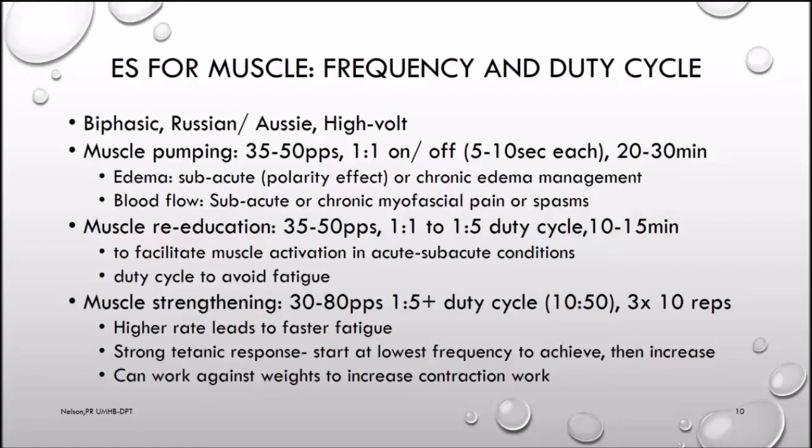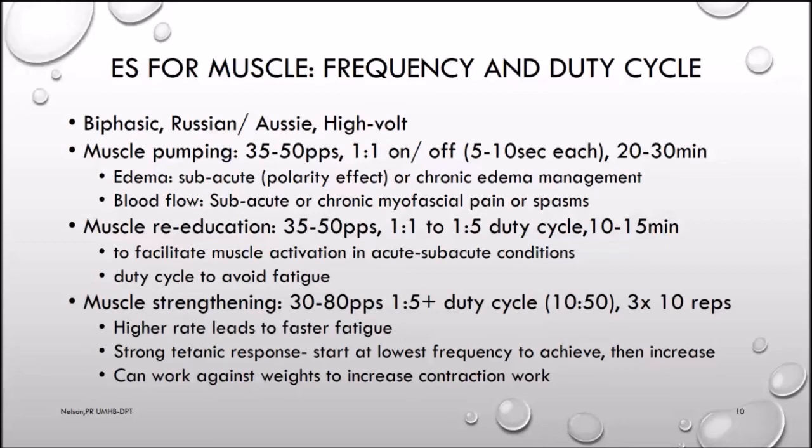My duty cycle, again, needs to be set to avoid fatigue. You're trying to enhance the neuromuscular awareness of the muscle. You're not doing it for strengthening. If I'm going to strengthen a muscle, I need to use a pulse frequency of 30 to 80 pulses per second. The higher the pulse rate, the faster the fatigue.